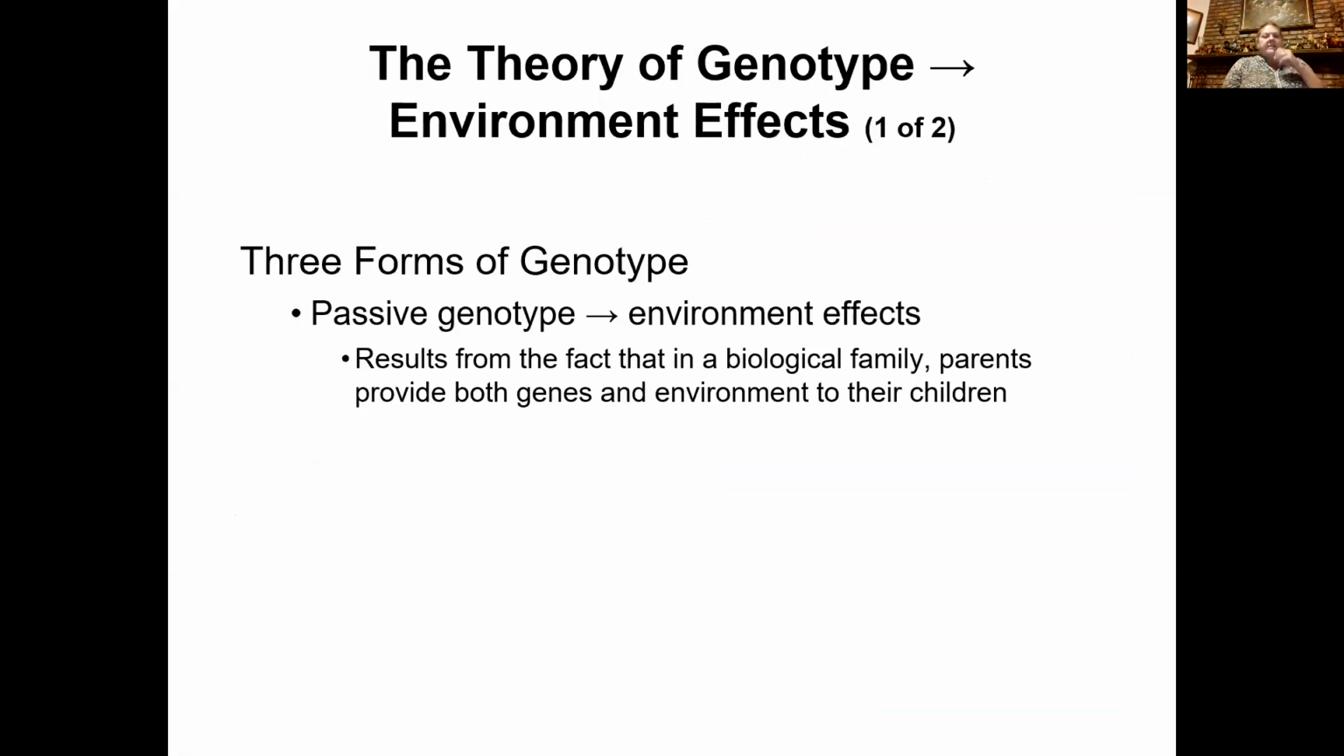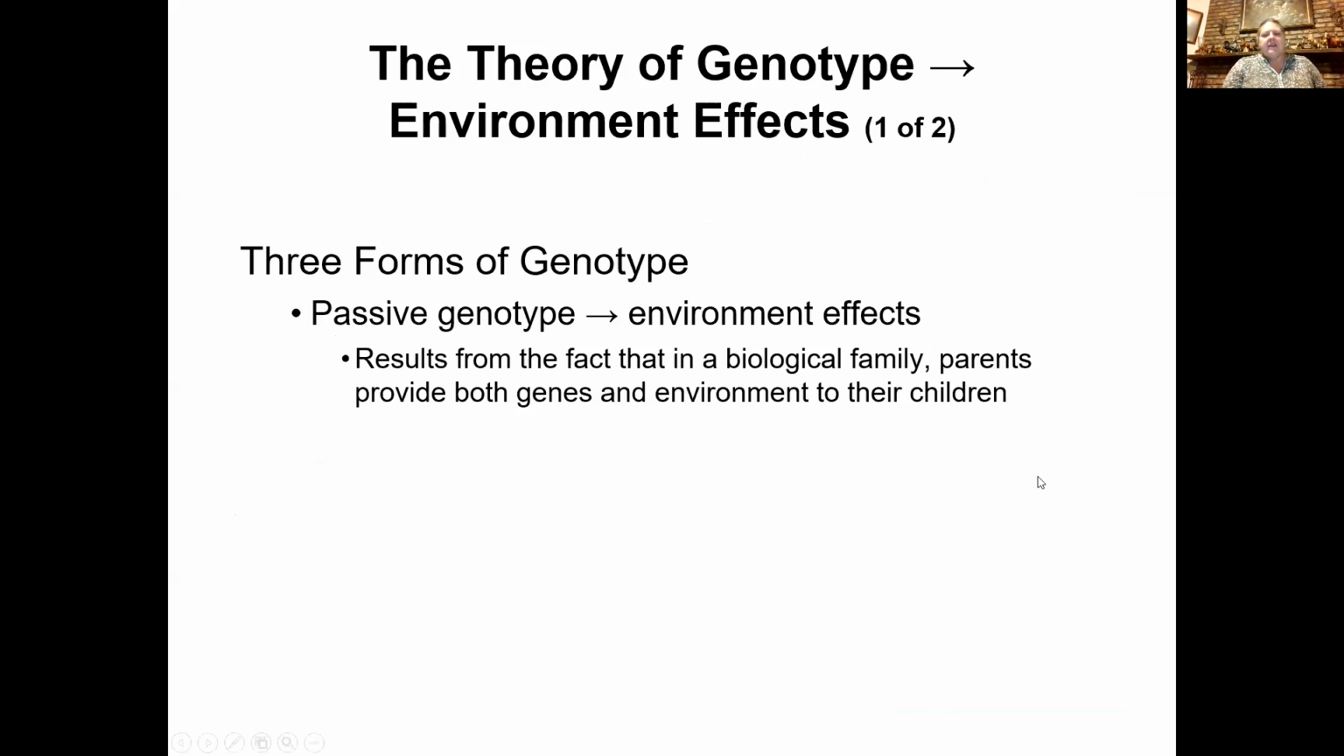All right, this is the last thing. These are just three theories of genotype your book covers, so we're going to cover them here. These have to do with environment and gene interaction. The first one is called passive genotype.